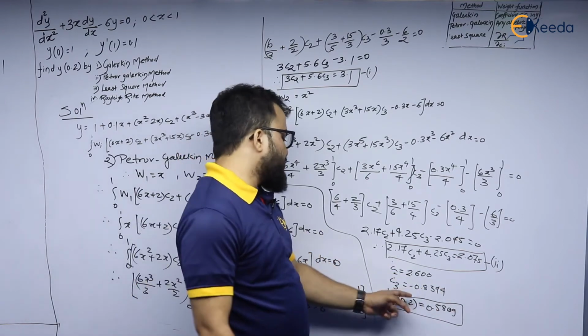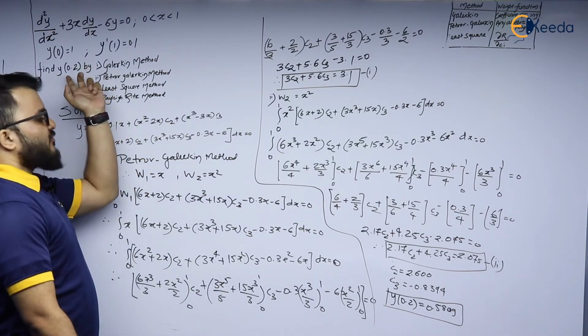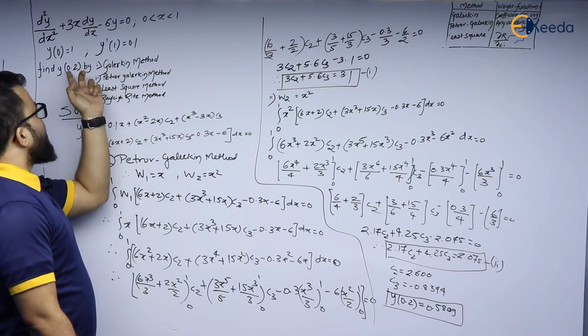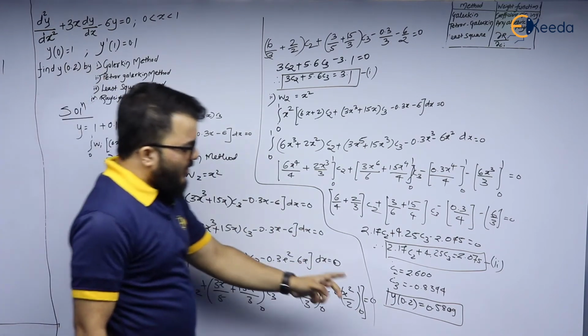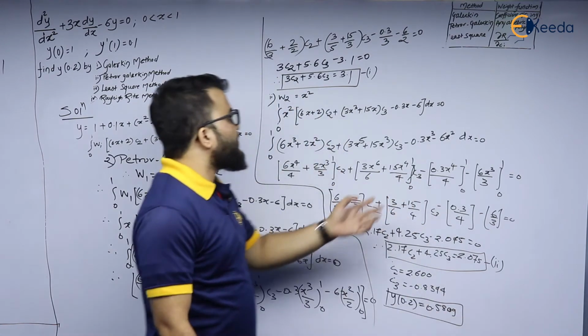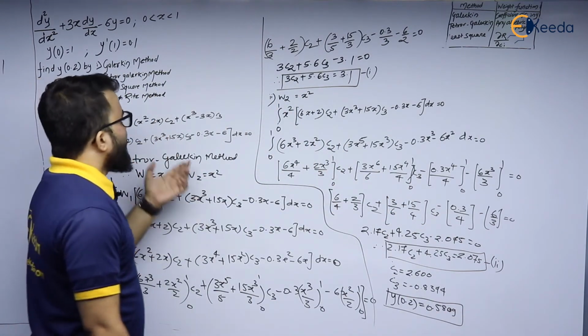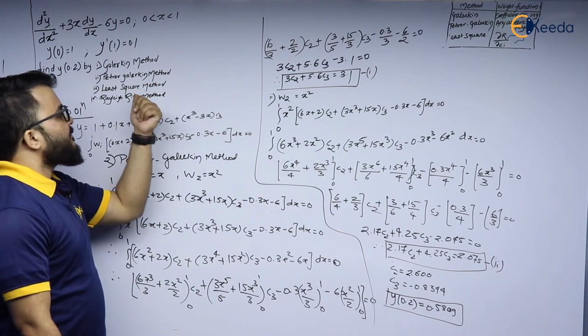I will put this C2 and C3 in this approximate polynomial because we want the value of y of 0.2. If I put these C2 and C3 and x as 0.2, I will get y of 0.2 equal to 0.5809. So that's the end of our Petrov-Galerkin method. We found the y of 0.2 by using this Petrov-Galerkin method.